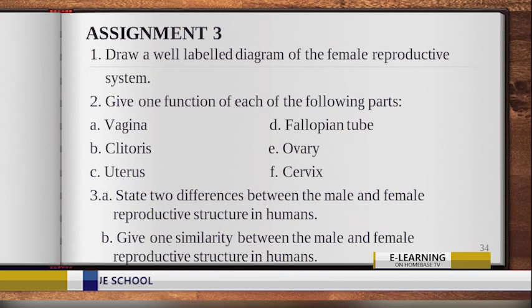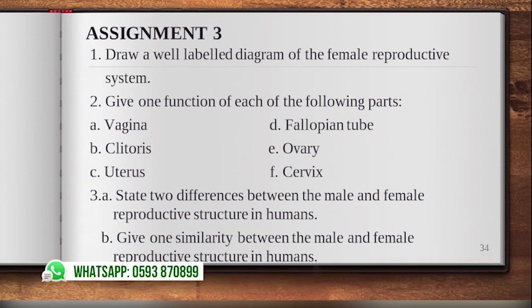Question 3A. State two differences between the male and female reproductive structure in humans. 3B. Give one similarity between the male and female reproductive structure in humans. You can take your phones and take a screenshot of the questions.